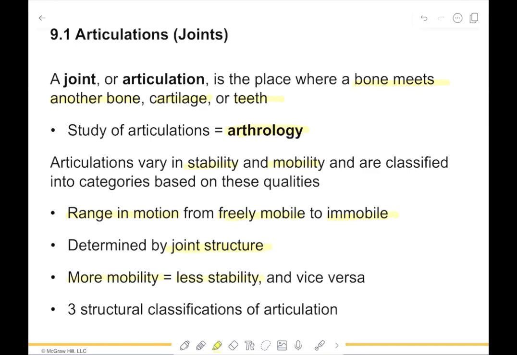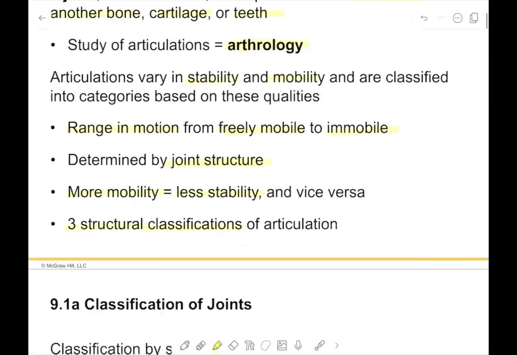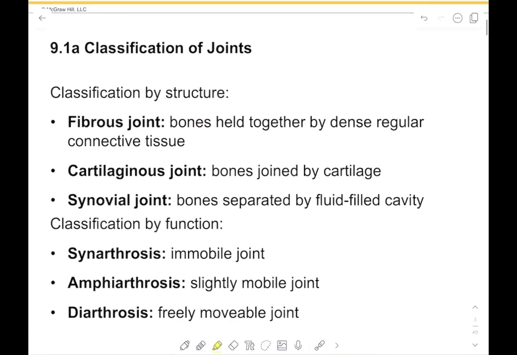As I mentioned, there are three different classifications of articulation. First, we base those classifications on structure and then also function. The structure depends on the type of tissue that's actually found between the joint. The first one is a fibrous joint, and this means that the bones are held together by dense connective tissue. One example of this would be a suture.